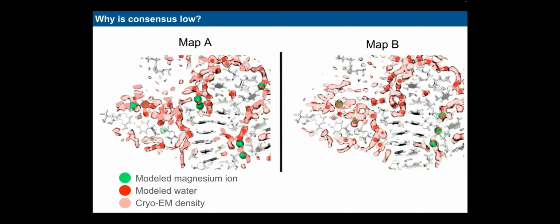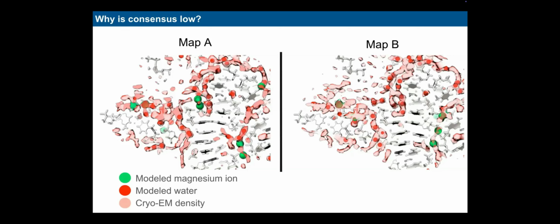So neither hypothesis ended up being true. What ended up happening is most of these disagreeing modeled waters were actually in regions of diffuse density, so regions where there wasn't a super ordered peak. So in one map, it passed our criteria of being an ordered peak, and in the other map, it did not. But overall, the densities were very similar.